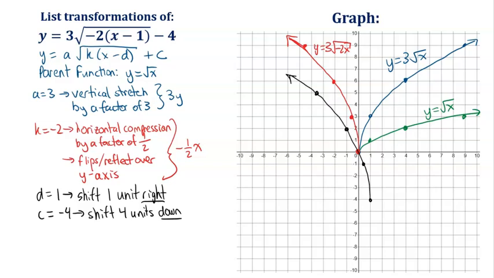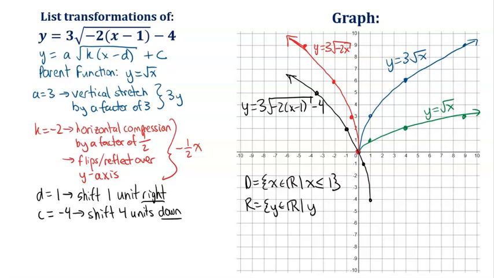Then with those 4 points, we're going to draw our curve through them, making sure that we're still starting at that starting point, not going past it. And that is our fully transformed function with all the a, k, d, and c values applied. So let's consider the domain and range as well here. The domain is x is the set of all real numbers such that x is less than or equal to 1.